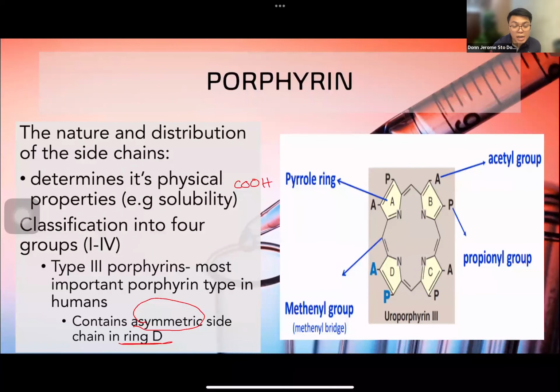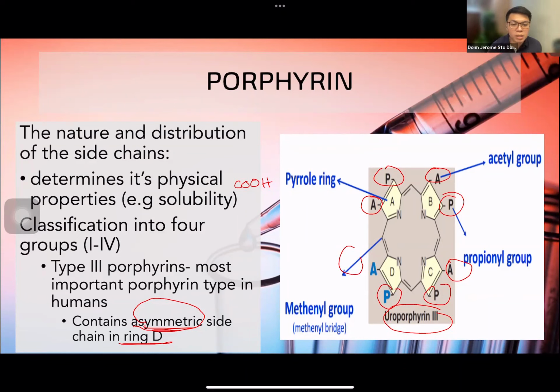Di ba sabi natin kanina, the porphyrin, the tetrapyrroles, the rings, can be labeled with Roman numerals 1 to 4, or ring A, B, C, D, no? And in ring D, the side chain is said to be asymmetric. Totoo ba yun? So this one is an example, your uroporphyrin 3, a type 3 porphyrin: acetate propionate, acetate propionate, acetate propionate, but in ring D, it's asymmetric. Baliktad, no? Propionate, acetate.